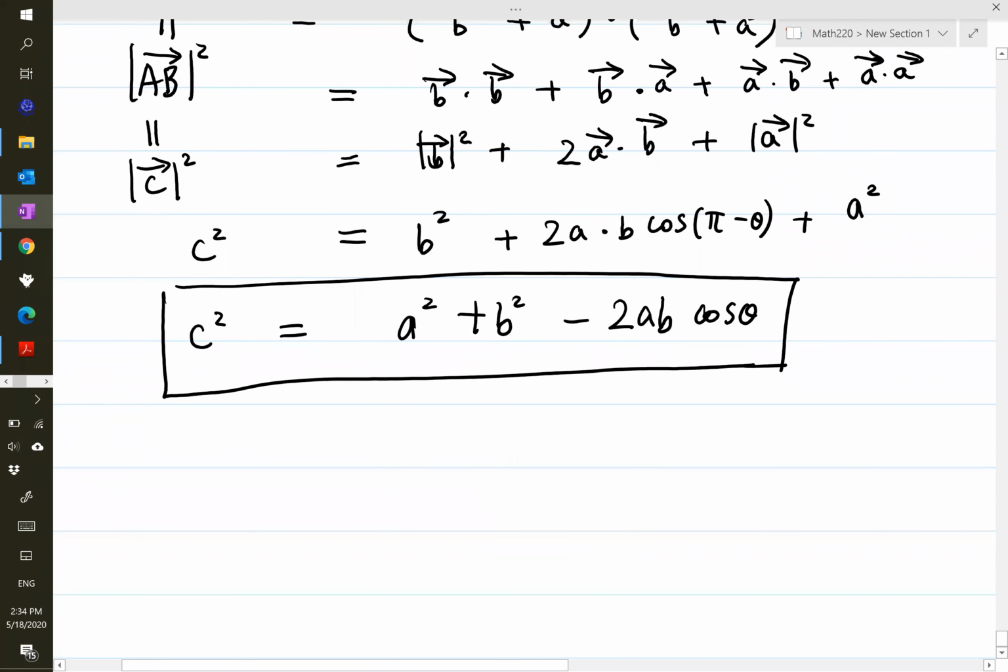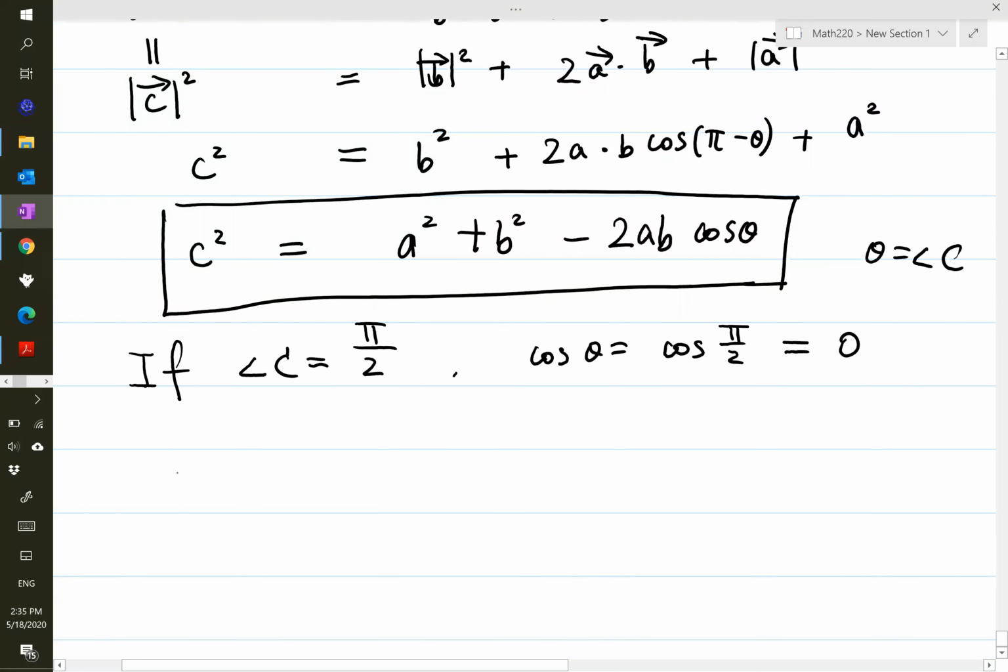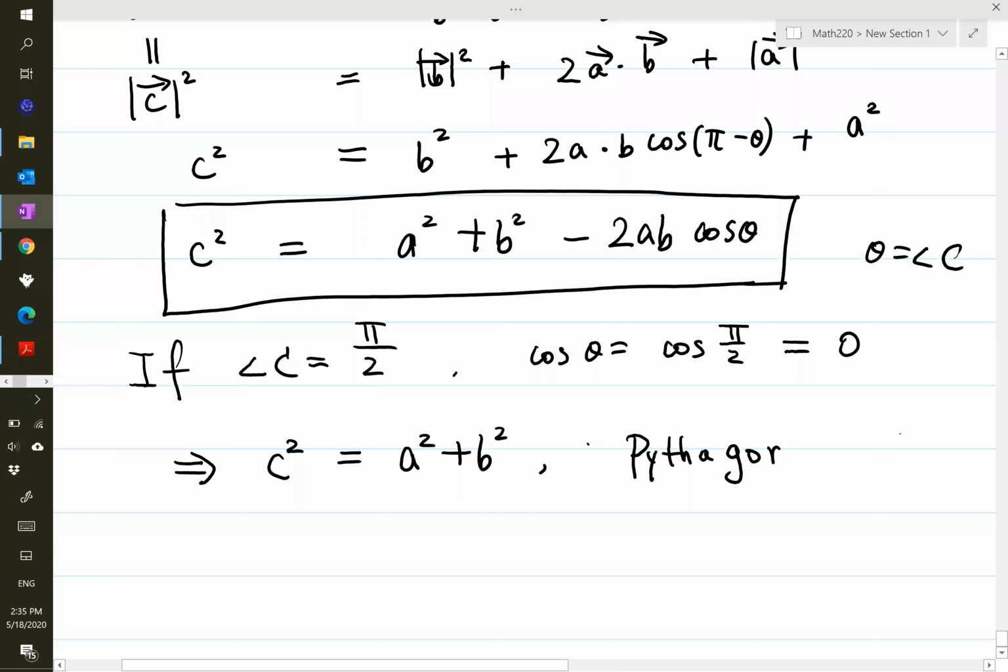Now in particular, if theta is angle C, the angle between the line segments a and b, in the particular case where angle C is pi over 2, 90 degrees, so we have a right triangle, then cosine theta is just cosine C. Cosine pi over 2 is 0. Then we get c squared is a squared plus b squared, which is the Pythagorean theorem. So we get the Pythagorean theorem as a special case of the law of cosines. You can view the law of cosines as a more general version of the Pythagorean theorem.